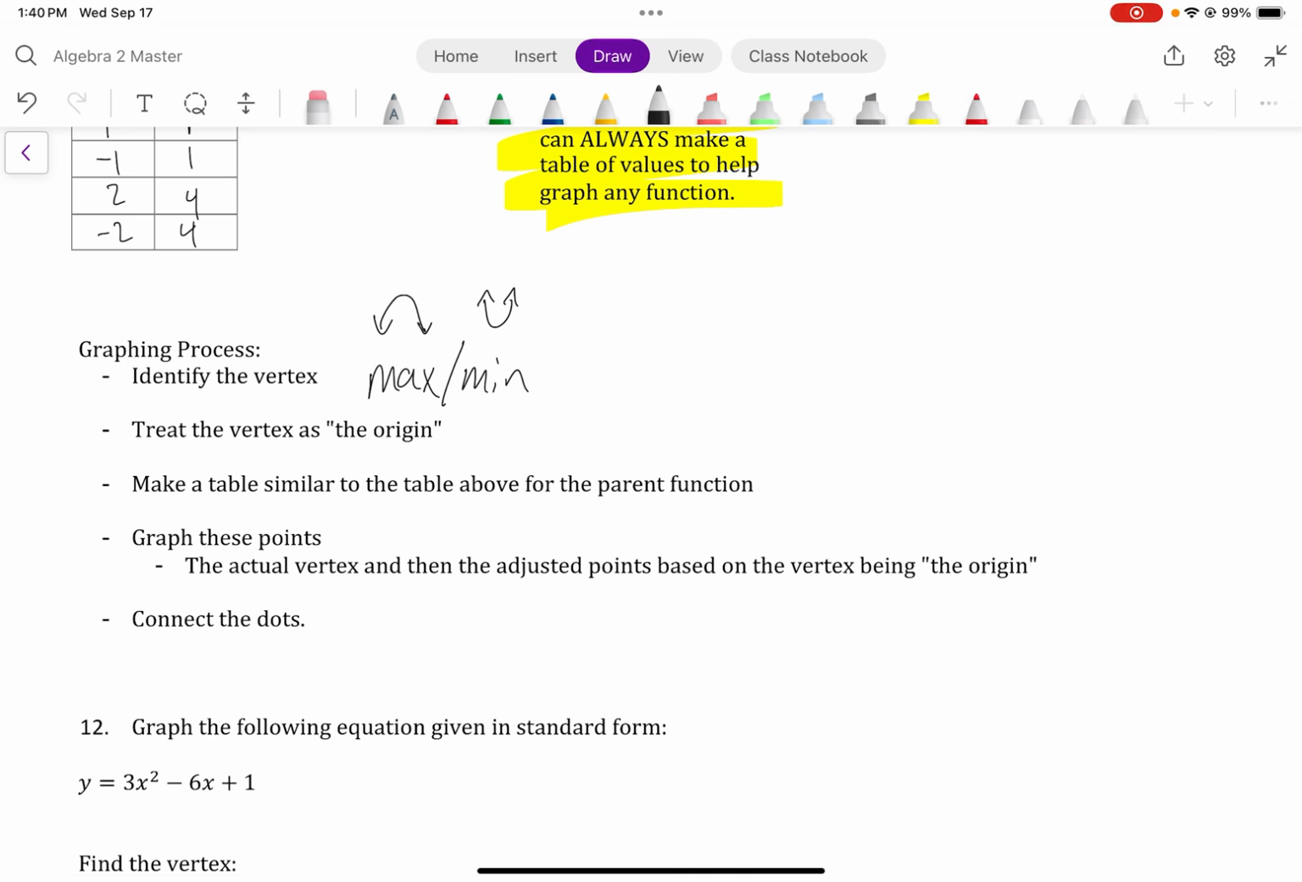Minimum would be if the parabola is opening up. Then to use the parent function idea, we're going to treat that vertex as the origin, but in quotes, it's not actually the origin. Then we're going to make a table similar to the one we just did, and we're going to graph the points based off of the vertex being our origin, which is confusing and it'll be a little bit clearer once we actually do it. Once you get your 5 dots, connect the dots.